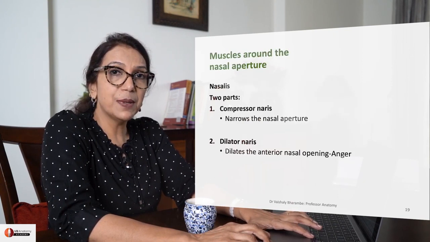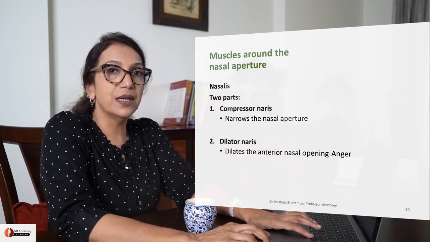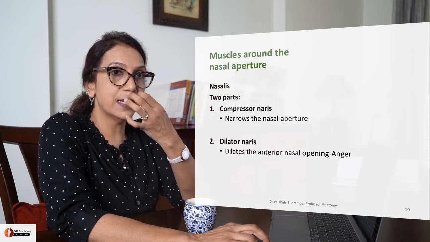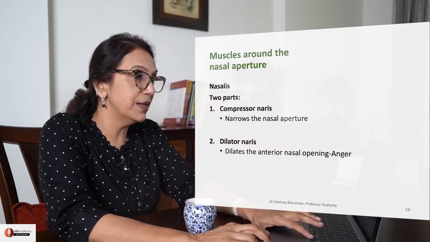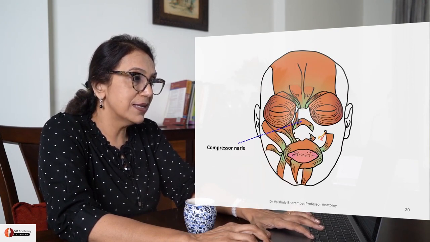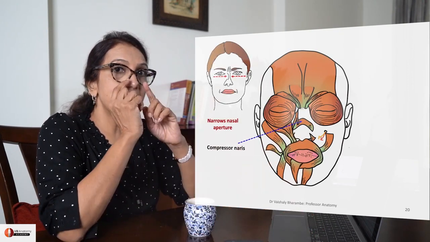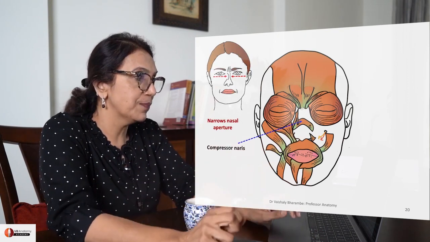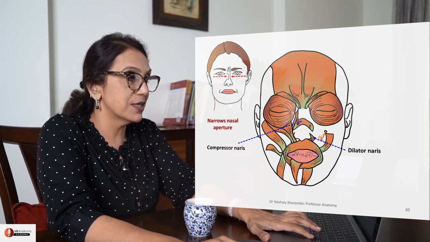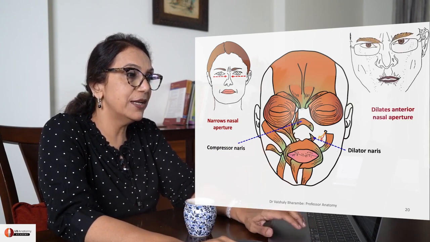The nasalis muscle has two parts to it: a compressor nares that will narrow your nose, and a dilator nares that will widen your nostrils. Okay, let's take a look. That's your compressor nares. Can you see how it's narrowing down her nostrils or the upper part of her nose? And here is dilator nares. This is the nasal dilatation.